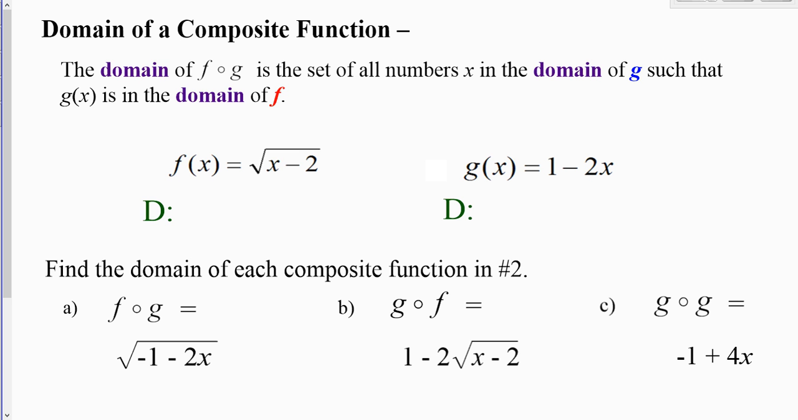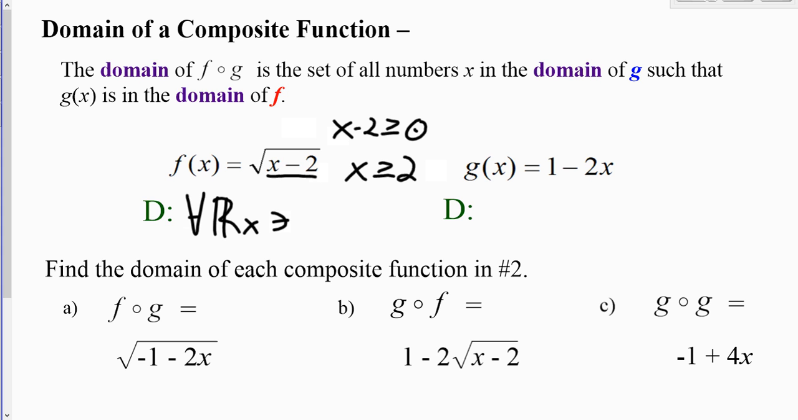So for f of x, square root of x minus 2, well, we know that it's going to be for all real x's, and for square roots, I know that that's going to eliminate things. I can't have this to be negative, so x minus 2 has to be greater than or equal to 0, or otherwise x has to be greater than or equal to 2. So such that x is greater than or equal to 2. g of x is just a polynomial, so it's for all real x values.